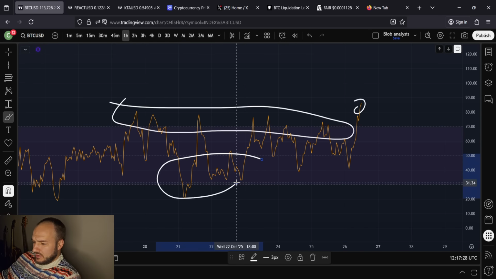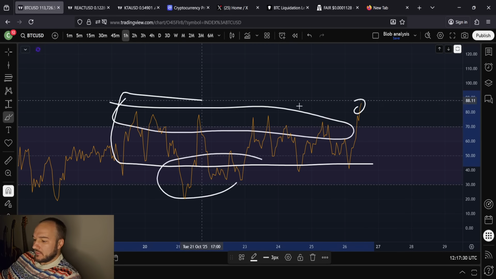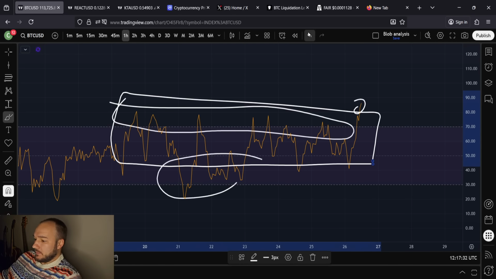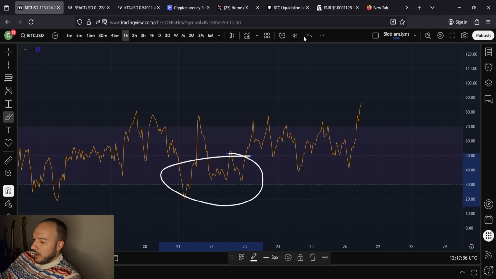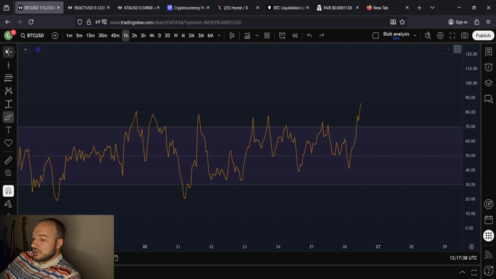A little bit oversold here and there, but in the grand essence of everything, we've been above the 50 more than we've been below the 50. It's a very bullish RSI. Even with this, it's a very, very bullish RSI. So looking good here. Here's what I want to do real quick before we move on, okay?